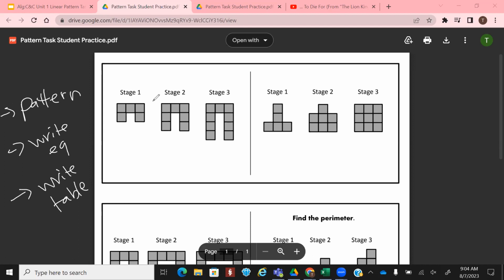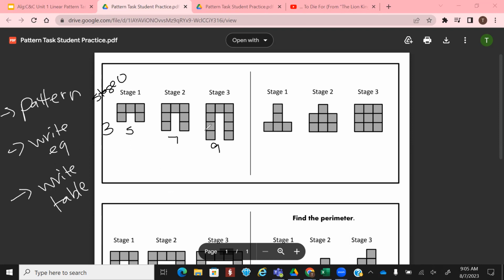So on this first one, how many tiles do I have in stage one? Five, right? Okay. What about stage two? And what about stage three? So how much am I going up by each time? Okay. So I'm going up by two. So in stage zero, what would that be? Okay. How'd you get that? So then we were going backwards. We're going to subtract two, right? Okay, cool. All right.